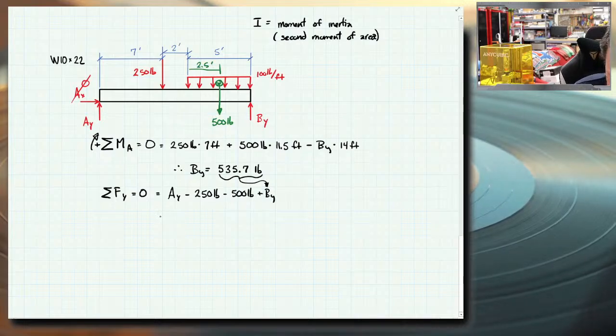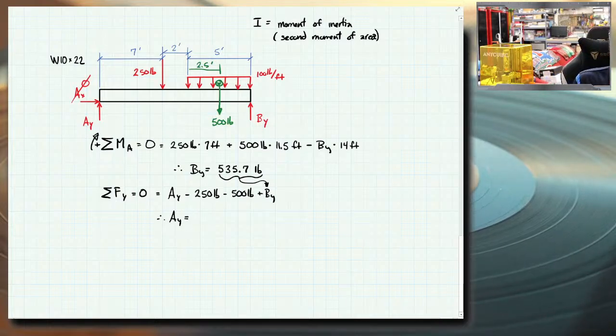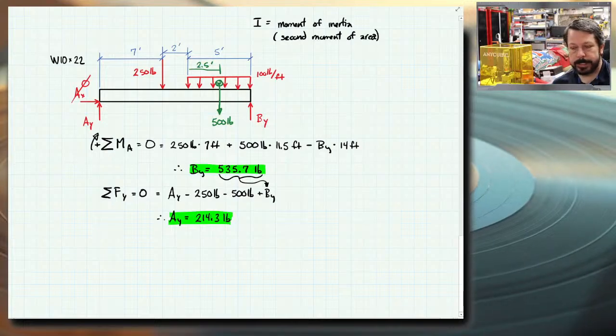So therefore I get AY equals, let's see, 214.3 pounds. So this part is nothing new. We've done this already. So this is just how you get started.